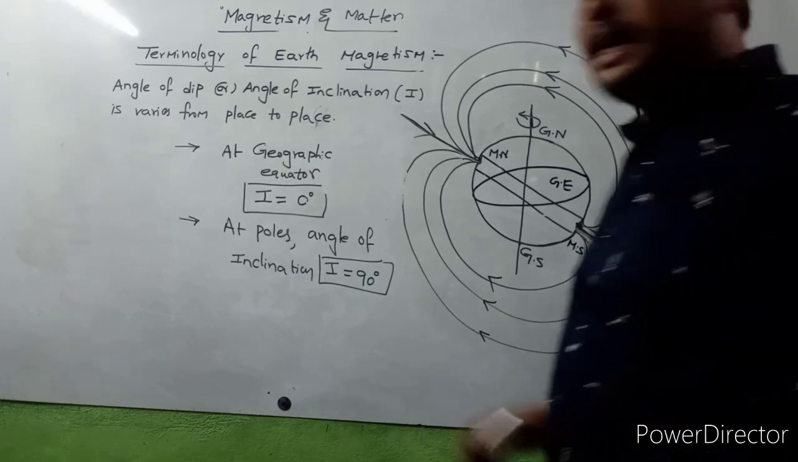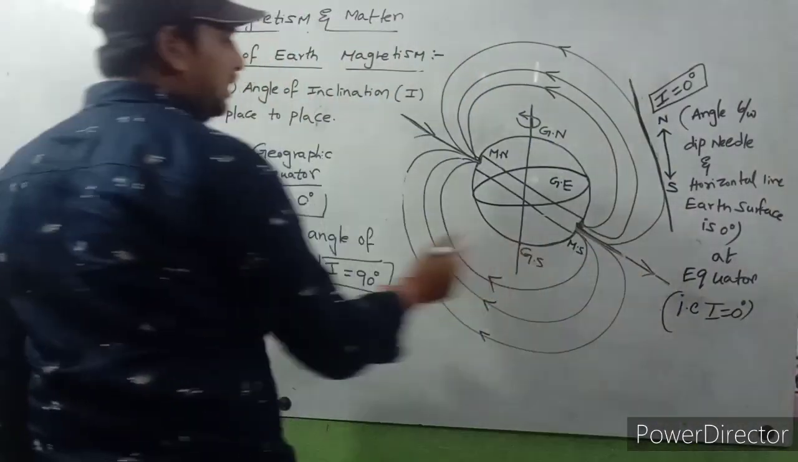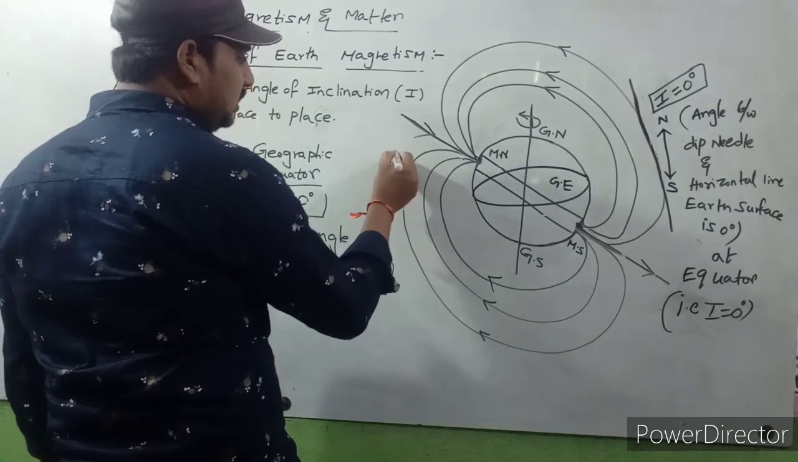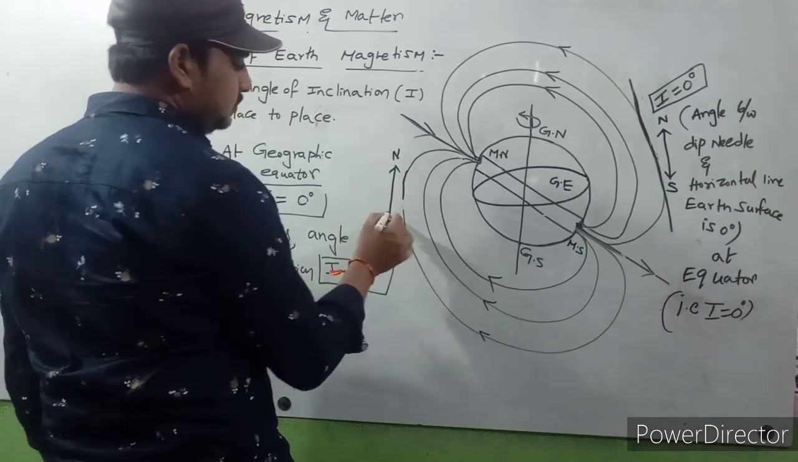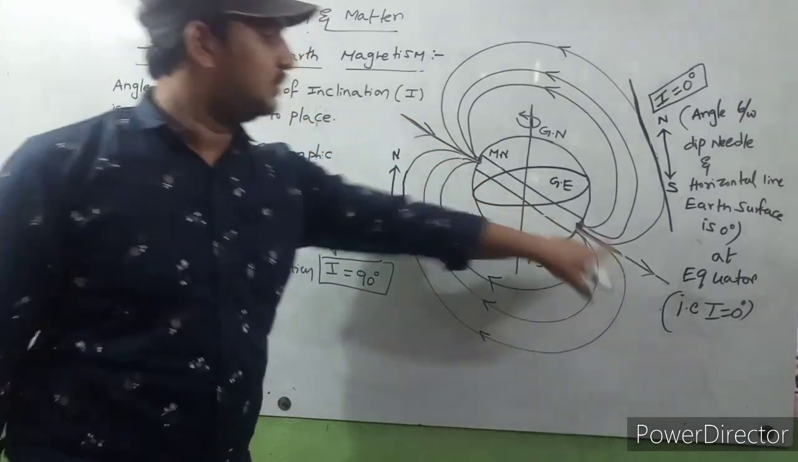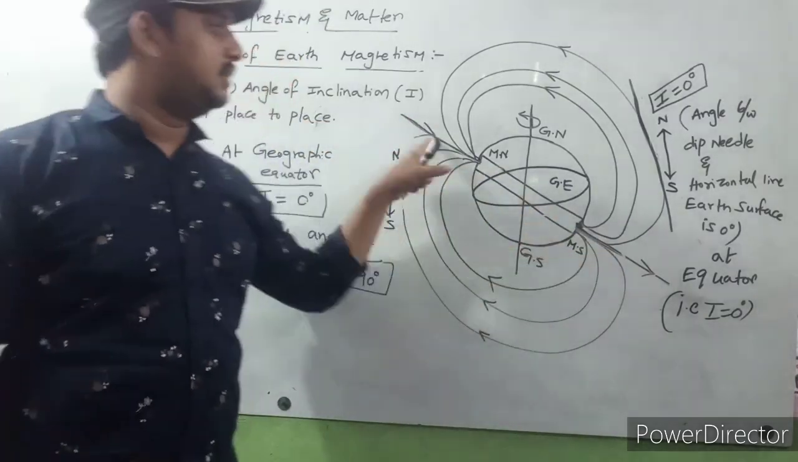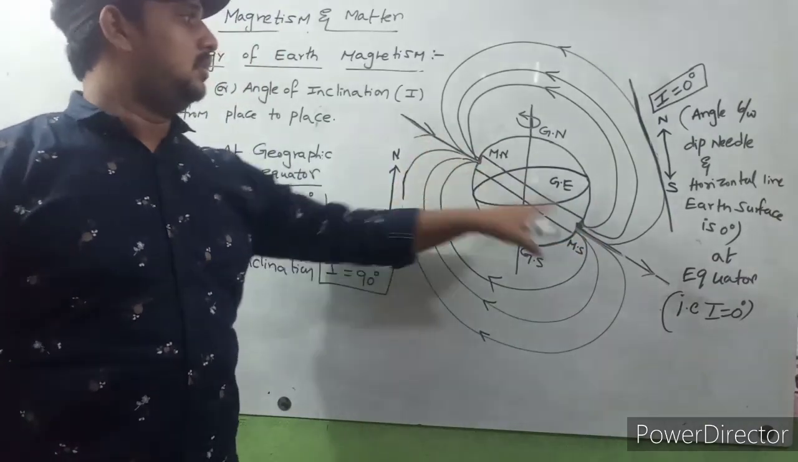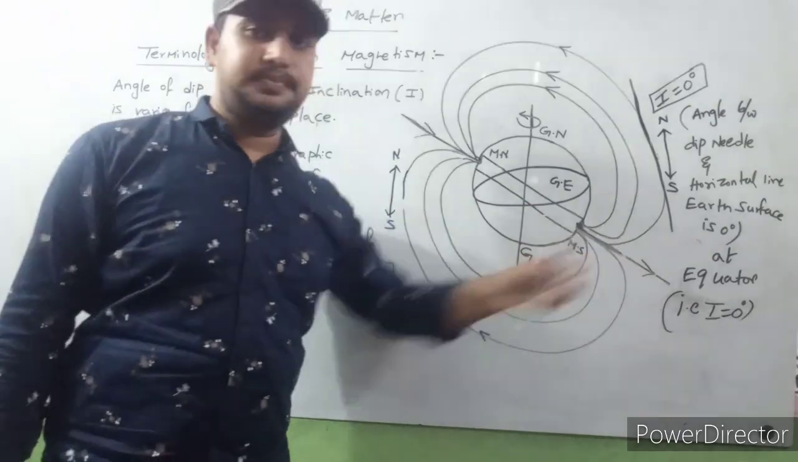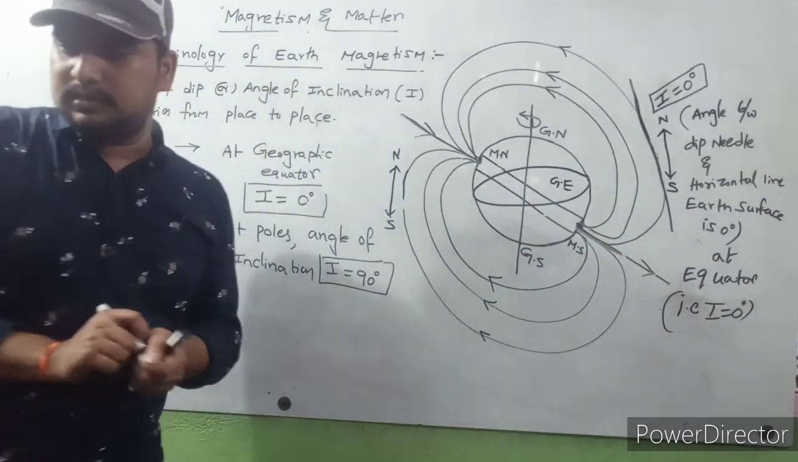Now coming to poles, this is the equator. If you place the magnetic needle here also, it shows like this only. This is the north pole and this is the south pole. Okay, so if I place it here and here, at poles, at the magnetic north pole and magnetic south pole, how will it behave? Observe carefully.